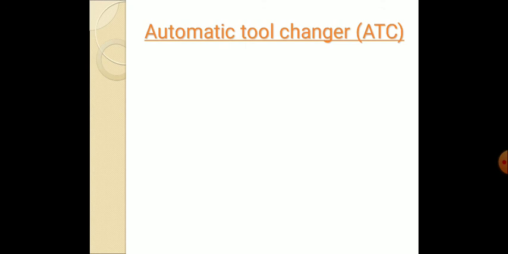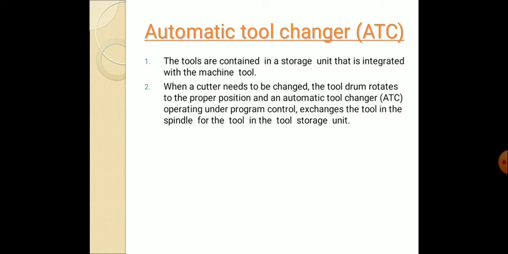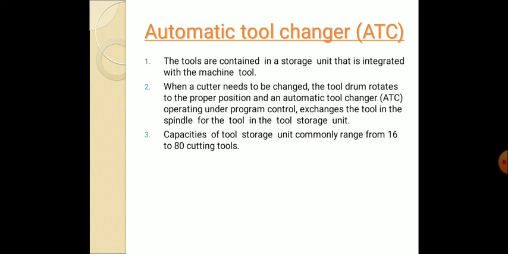Next, the automatic tool changer. So in a CNC machine we see a lot of operations that need to be carried out. Here the tools are contained in a storage unit that is integrated with the machine tool. When a cutter needs to be changed, the tool drum rotates to the proper position and the automatic tool changer operates under program control, exchanging the tool in the spindle for the tool in the tool storage unit. So it performs the required operation as per the program given. The capacity of the tool storage unit commonly ranges from 16 to 80 cutting tools.